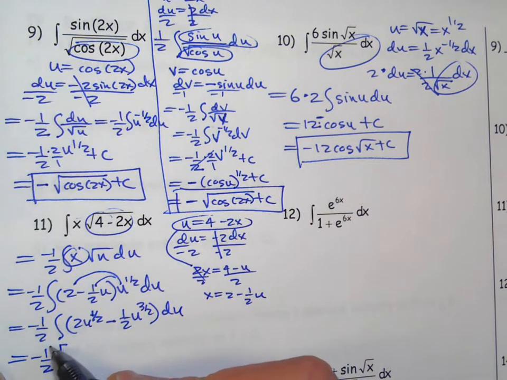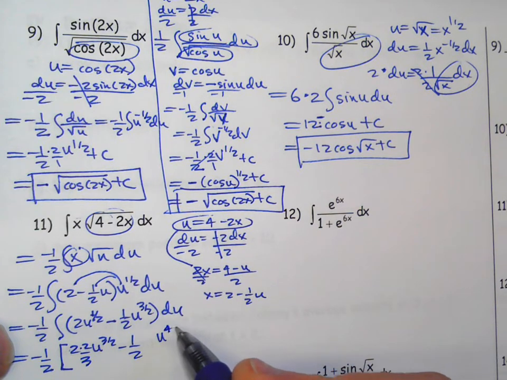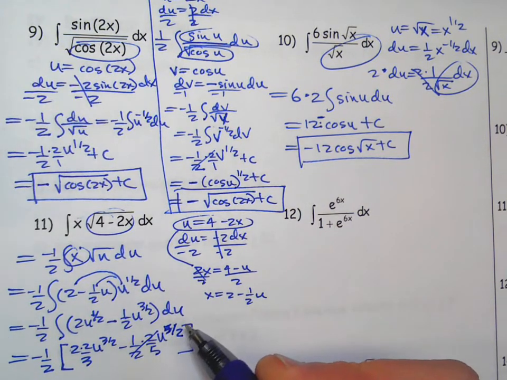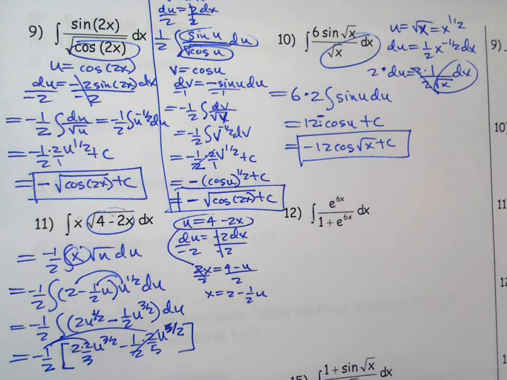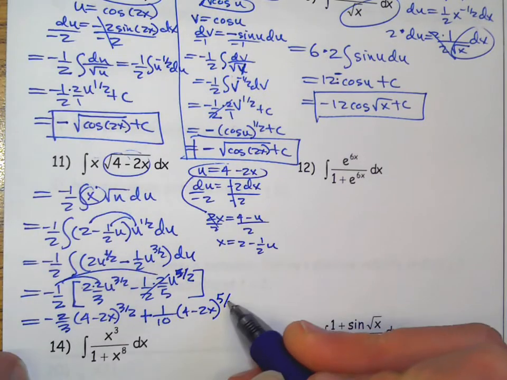Now, you're going to have to distribute this negative 1/2 either while you're doing it or afterwards. It's up to you. So it's going to be u to the 3/2 divided by the new exponent, u to the 5/2 divided by the new exponent. You got to rewrite it back in terms of x. So here, you got to distribute this. That's going to cancel with one of those. So you're going to have negative 2/3 (4 minus 2x) to the 3/2, and then plus 1/10 (4 minus 2x) to the 5/2.